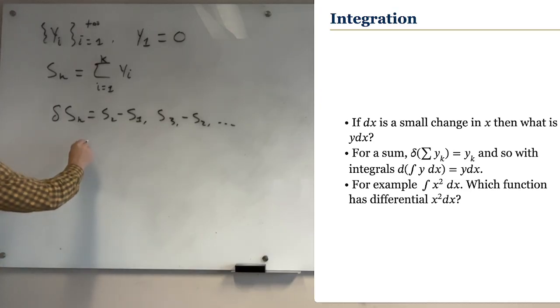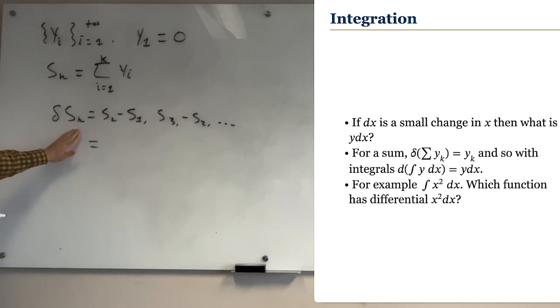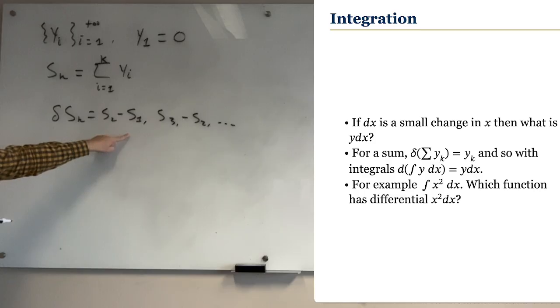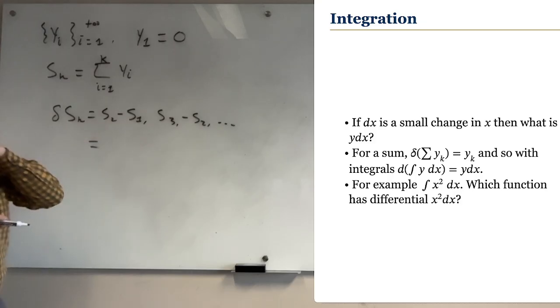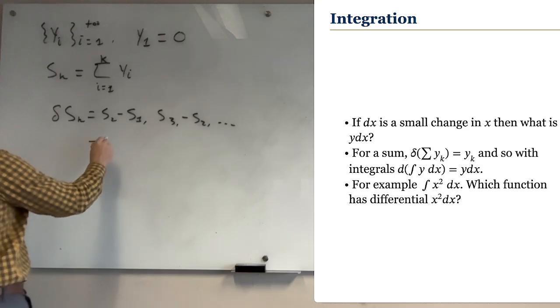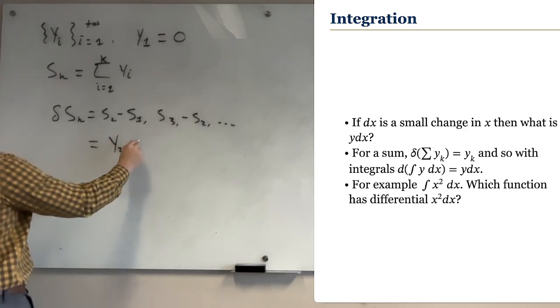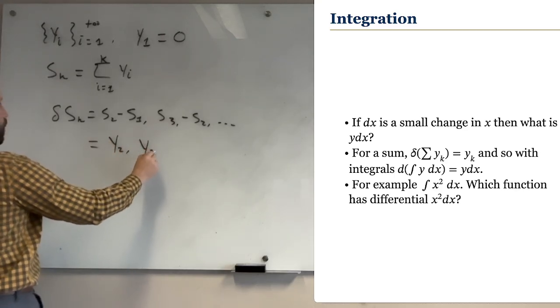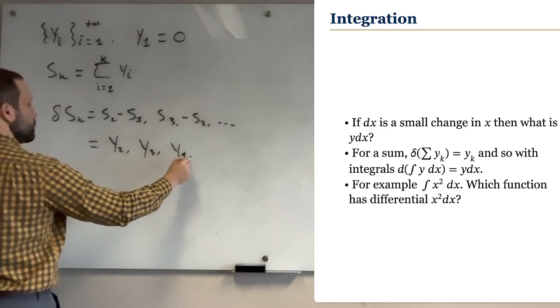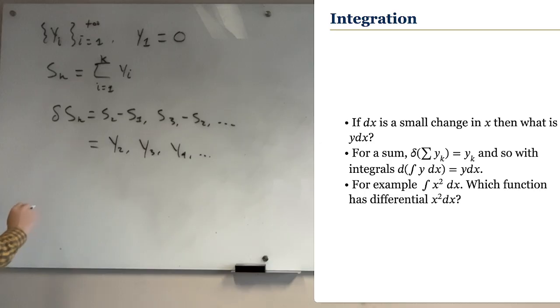Now, for the particular case where the S_k are this sum sequence, let's think about what's going to happen here. S2 minus S1, well, this is the sum going from 1 to 2. So this is y1 plus y2. This is y1. So this is just equal to y2. And then this is going to be equal to y3, and this is going to be equal to y4, and so on and so forth.